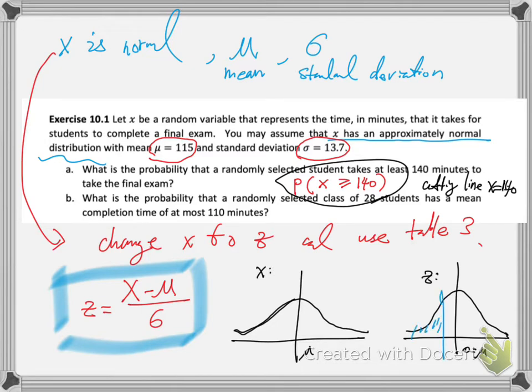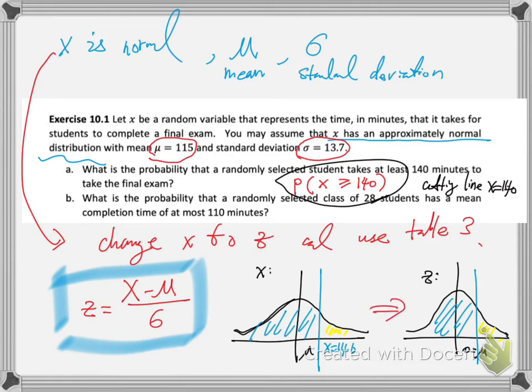There's a cutting line in the Z picture, but it's not given. They give us the cutting line 140 in the X picture, so I should move this Z picture a little bit because it's bigger than the middle. The given cutting line is in the picture of X, X equals 140. The blue area is less than, but they want the yellow area, the greater than. So this formula will change the graph of X to the graph of Z.